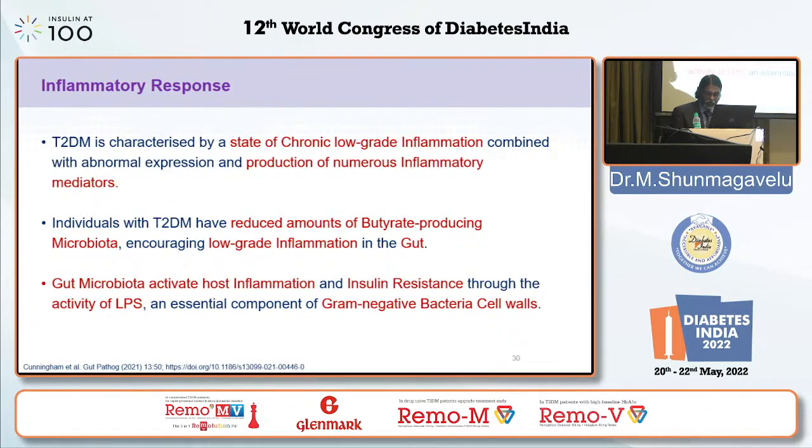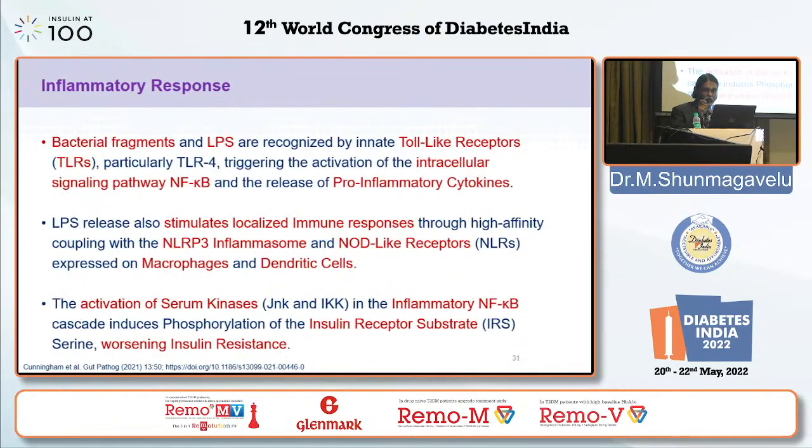of lipopolysaccharide, which is an essential component derived from the gram-negative bacteria. So this lipopolysaccharide recognizes toll-like receptor. They activate the nuclear factor kappa B, ultimately resulting in increased circulating levels of pro-inflammatory cytokines. And the activation of the serine kinases, in turn, affects the intracellular insulin signaling pathway.